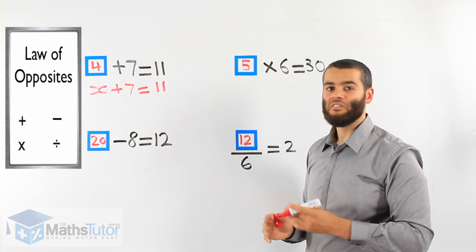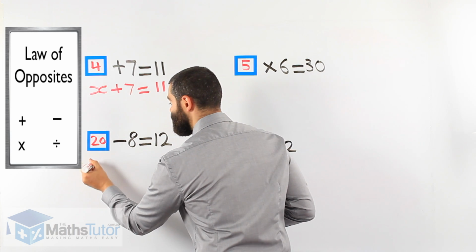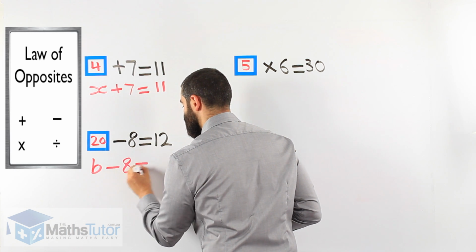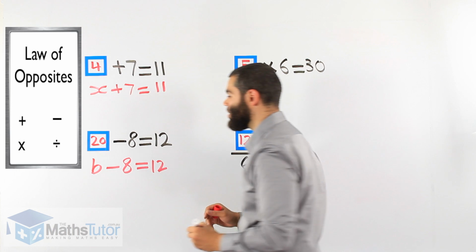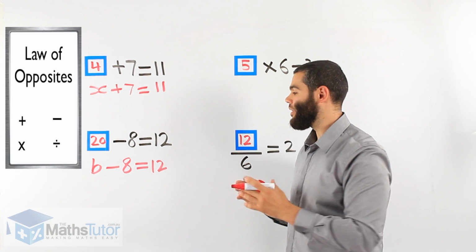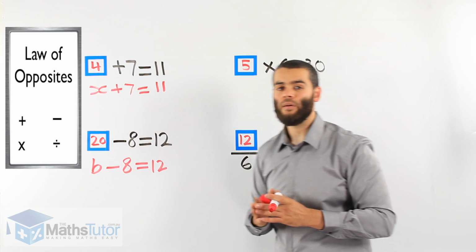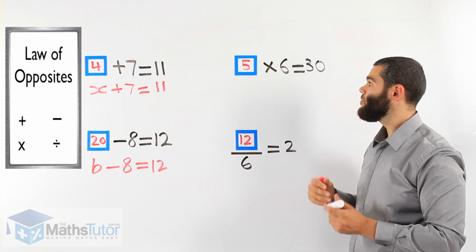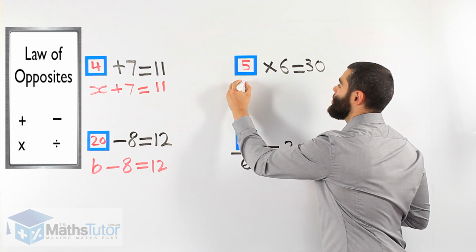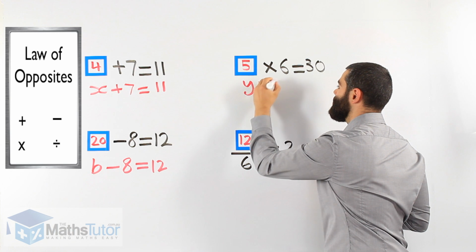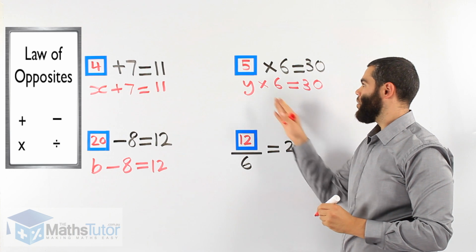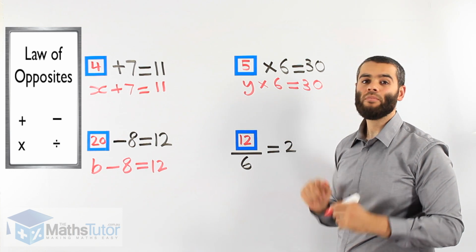Here, something take away 8 is 12. We can put a missing number, doesn't really matter what it is. B minus 8 equals 12. So our pronumeral in this case is B. B take away 8 is 12. Instead of a box, we put a B. Here, you can put a Y, you can put an M, whatever pronumeral you like. Y times 6 equals 30. Y times 6 is 30. Y is a missing number. We need to find it.